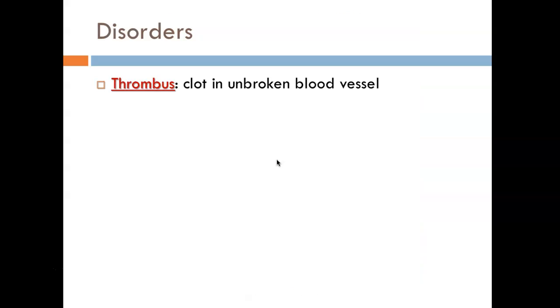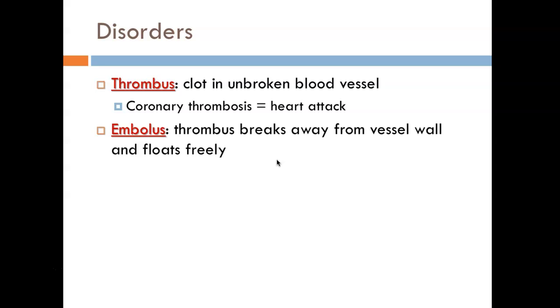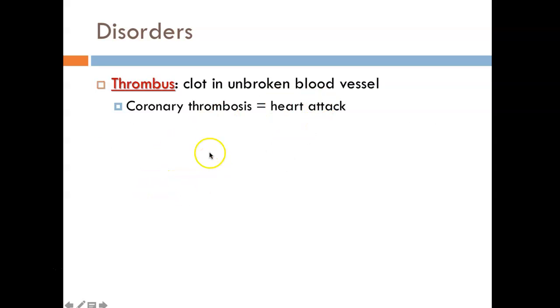So disorders. If you have a thrombus, a thrombus is a clot that's occurring unnecessarily. A clot that, I don't know why it happened, but it's forming in a place that you don't want it to form. So this is where that positive feedback is like, no, please stop. So a clot's forming in an unbroken blood vessel.